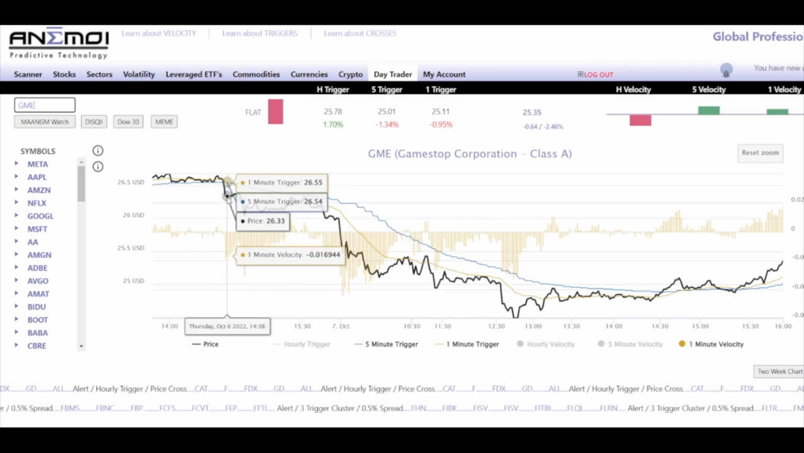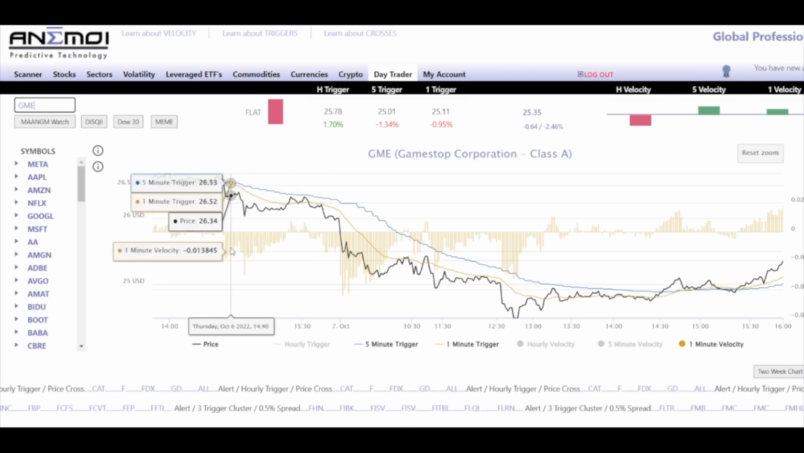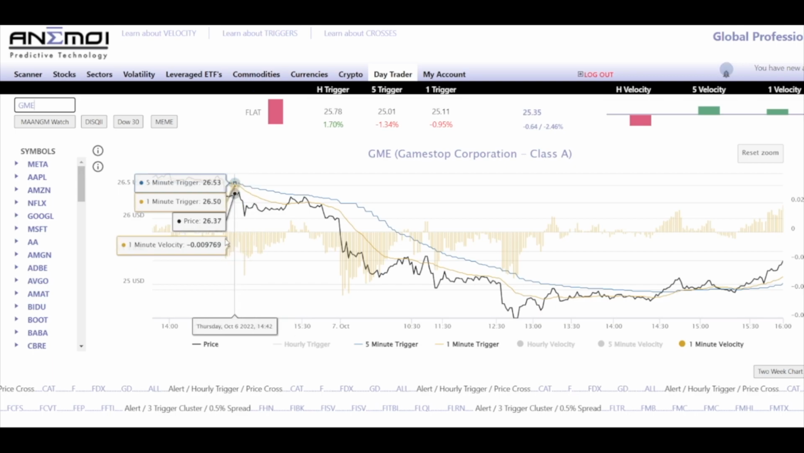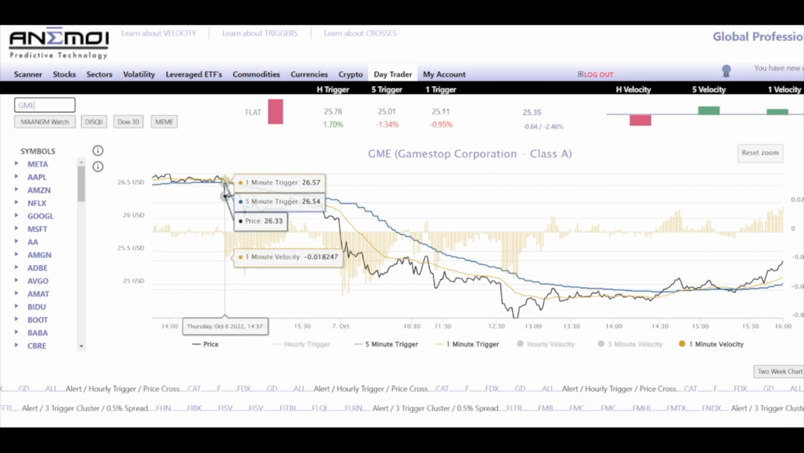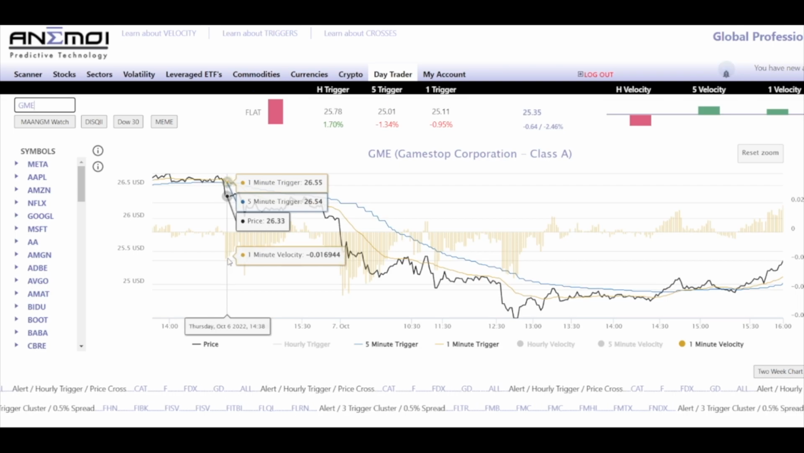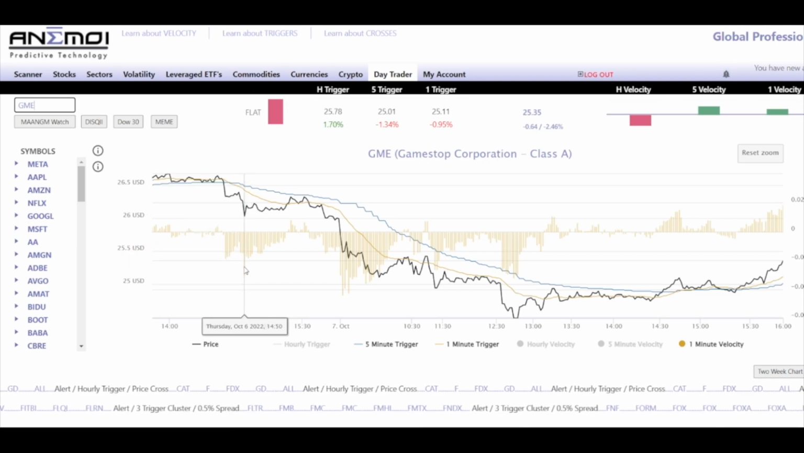We know that the sell program is going to keep selling as long as the negative velocity is becoming greater with each new leg down. So let's take a look right here. The 1 minute trigger crosses the 5 minute trigger, price is 26.33, and the 1 minute velocity is negative 1.6. When price sells down and makes this new low at 26.03, 1 minute velocity also makes a new low at negative 0.03.